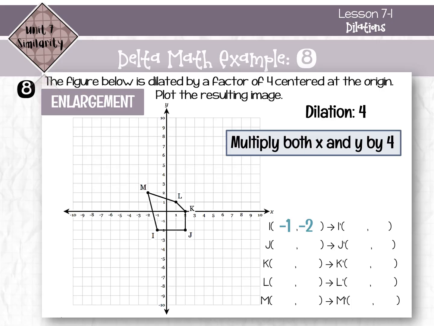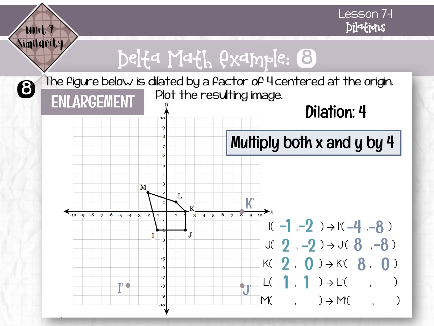I is at the point -1, -2. Multiply them both by 4. We're at -4, -8. J is at the point 2, -2. Multiply them both by 4. We're at 8, -8. K is at the point 2, 0. Multiply both the x and the y by 4.